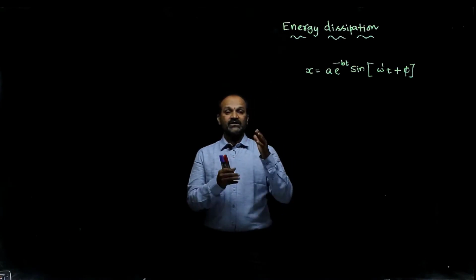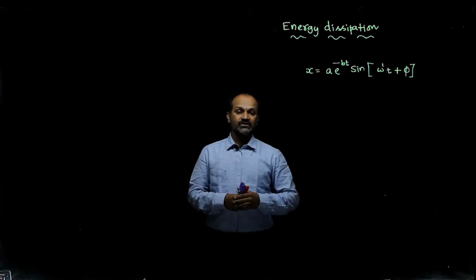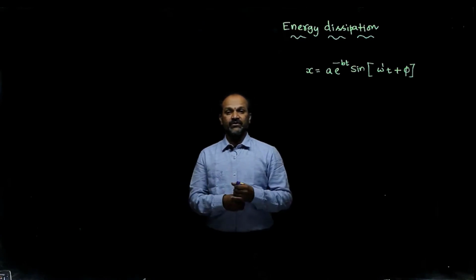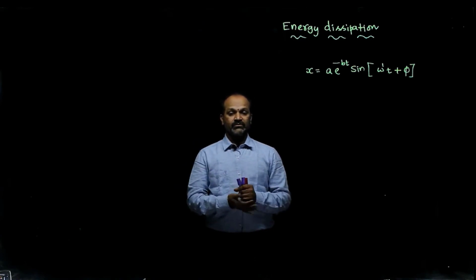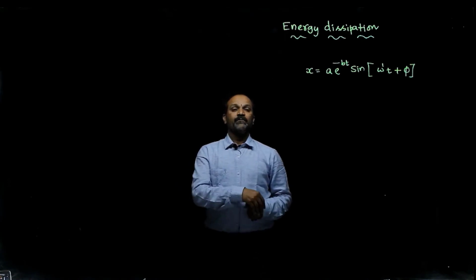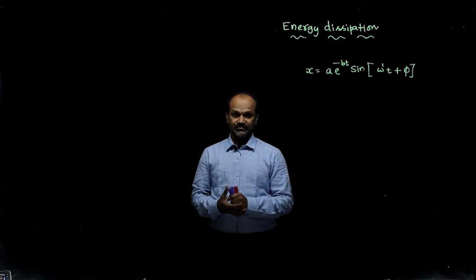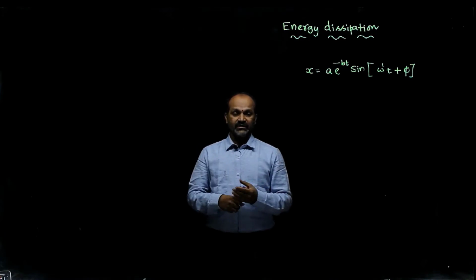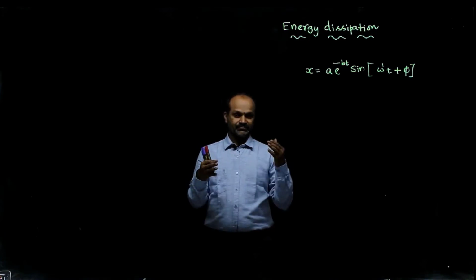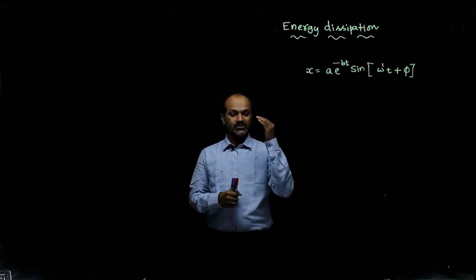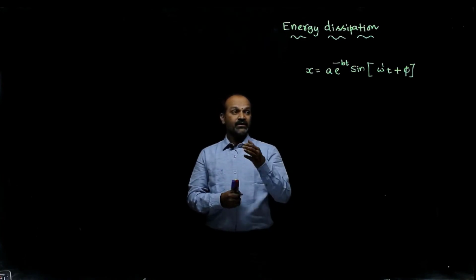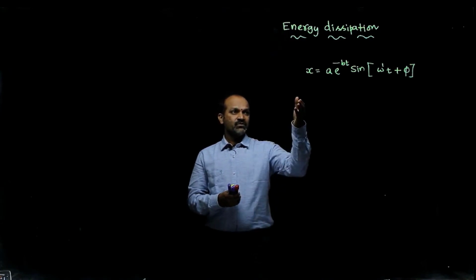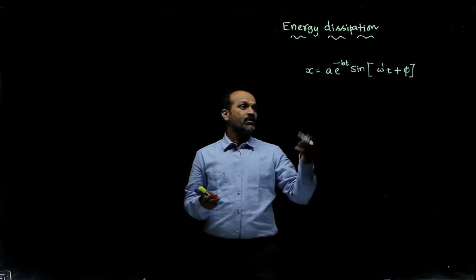Okay, so how much energy is dissipated? For that we'll see the equation. Please go through the video on damped harmonic oscillator before listening to this video. In regular cases in general life, whatever damping we see, that damping we take here, that is the under damping case. In the under damping case, this is the displacement equation: x is equal to a into e power minus bt sine of omega dash t plus phi.